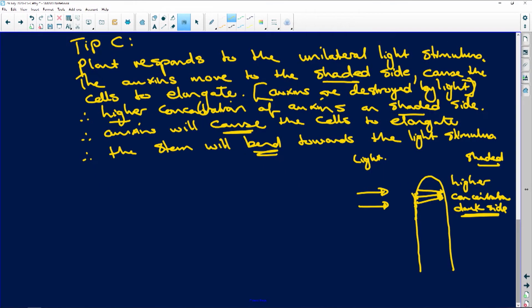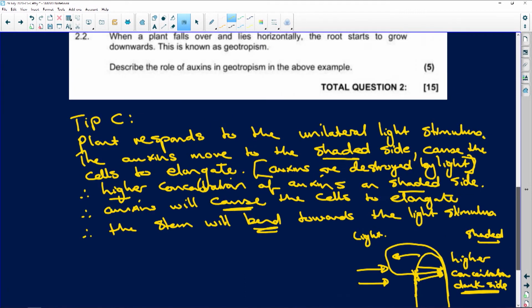So what it's going to do is, as those auxins don't want the light, they move away from the light. And in the stem, they stimulate cell elongation. So look here, these cells are going to stay where they are, but these cells are going to get longer. And what happens? The tip tips over. It grows towards the light source. All right, let's have a look at our next question.